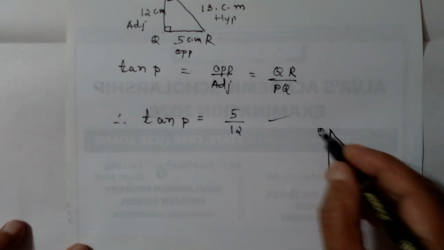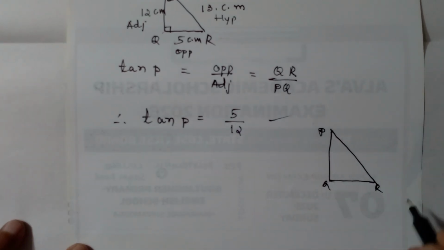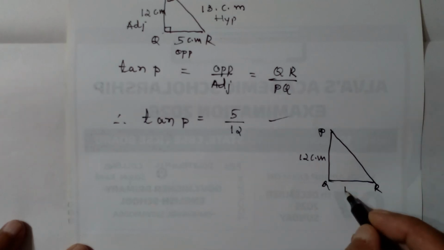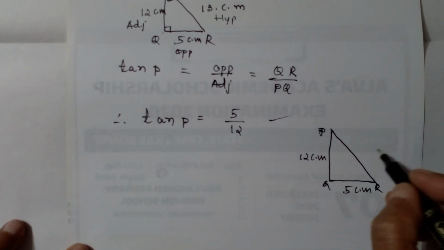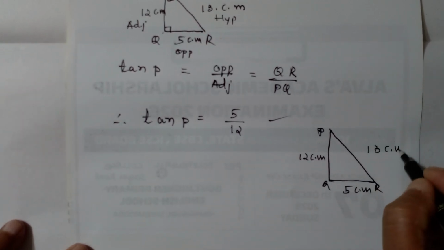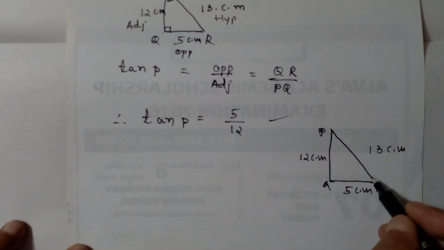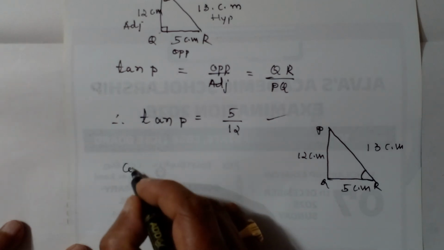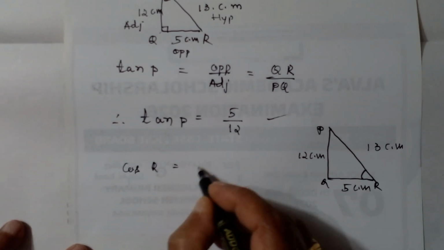Here P, Q, R. What are the sides given? 12 centimeter, here 5 centimeter, here 13 centimeter. Here the angle R is given. With reference to R, what is the thing you have to find? That is cos R will be what?